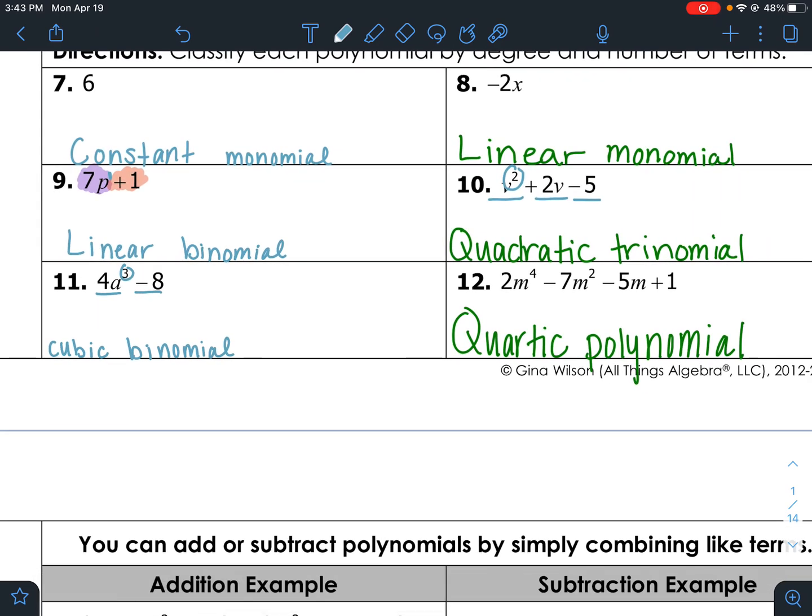This is a quartic. Quartic meaning the highest exponent is 4. And it's a polynomial because we have 1, 2, 3, 4 chunks. Great. Let's jump into the meat of today's actual lesson.